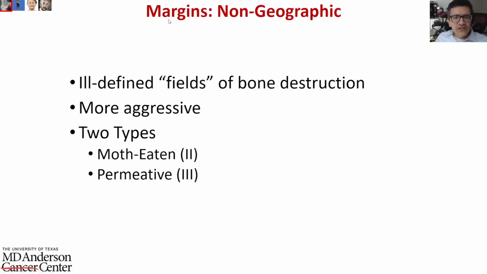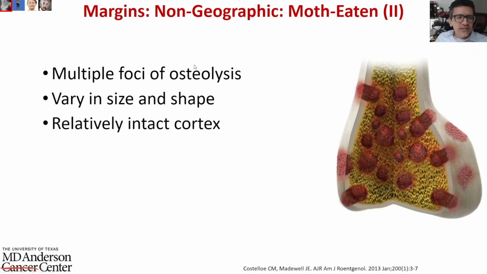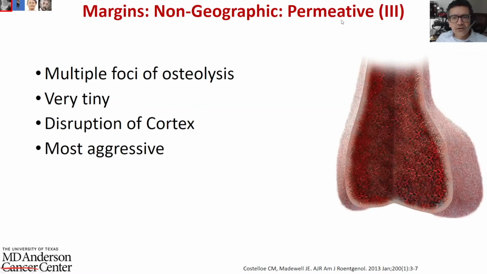Now we get into the non-geographic. These are ill-defined fields of bone destruction. These are the more aggressive types, and these are in turn subdivided into moth-eaten or type 2, or permeative or type 3. The moth-eaten type is multiple foci of osteolysis that vary in shape and size. The cortex is relatively intact still. The non-geographic permeative margin type 3, these are very tiny holes and can result in disruption of the cortex, and these are the most aggressive types of lesions we're dealing with.